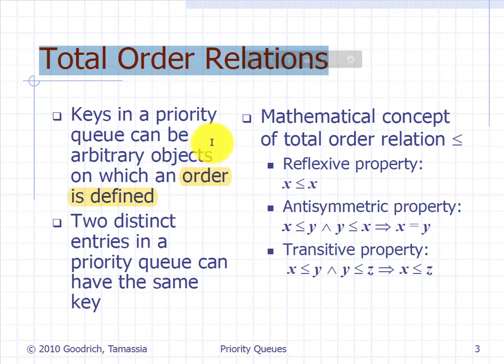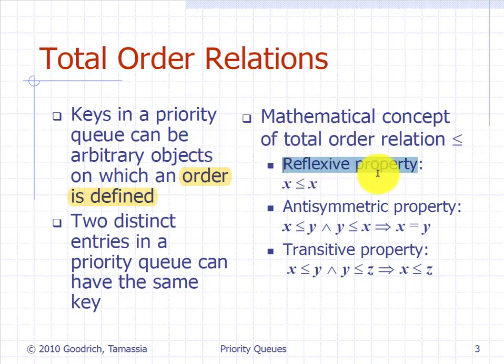And the total order relation has three properties. The first is the reflexive property, which means that a value is equal to itself. This is the reflexive property. Then you get the anti-symmetric property.